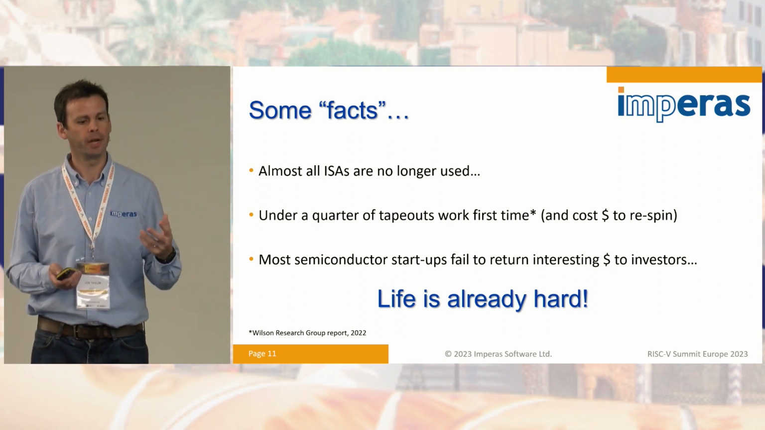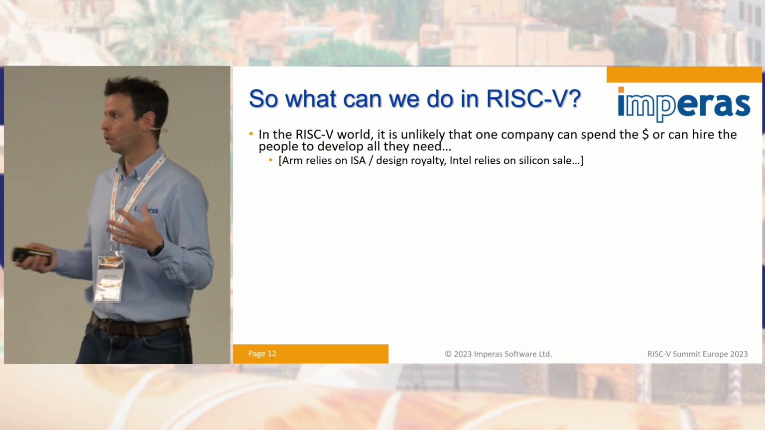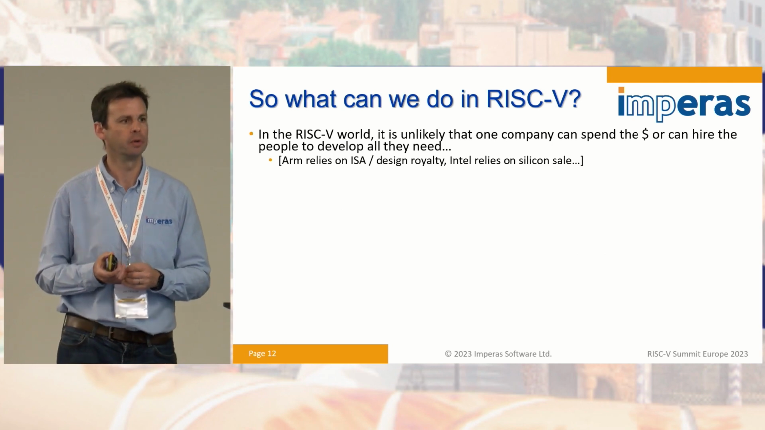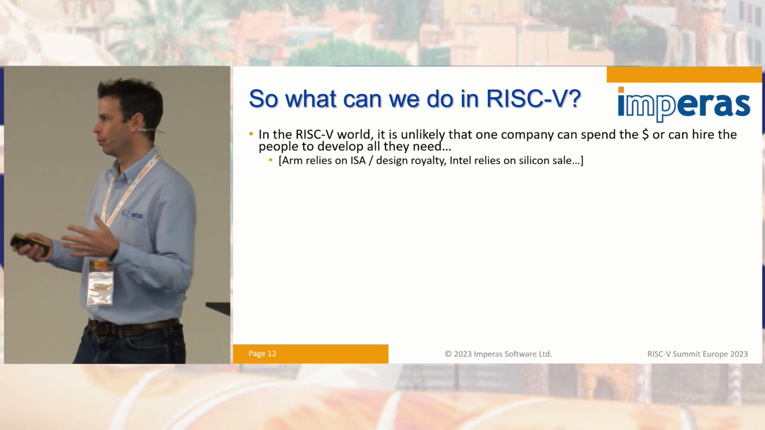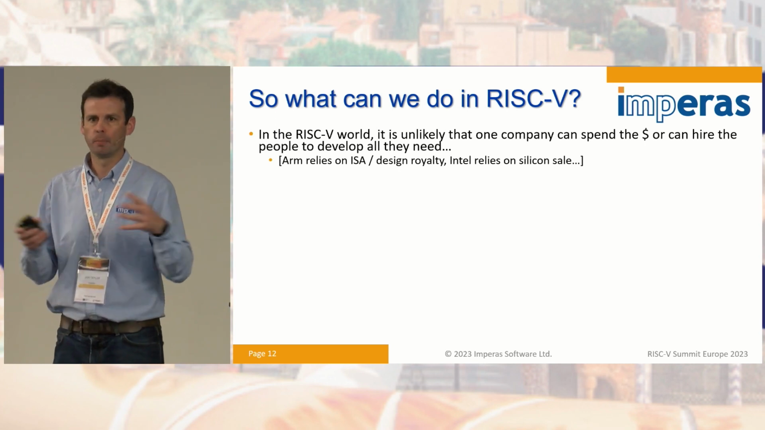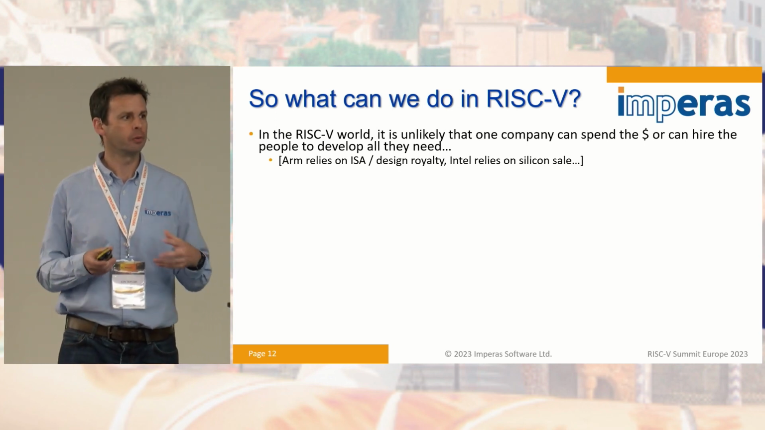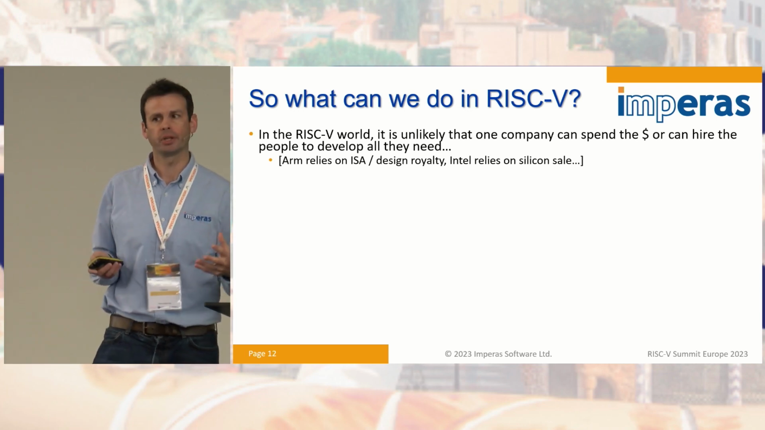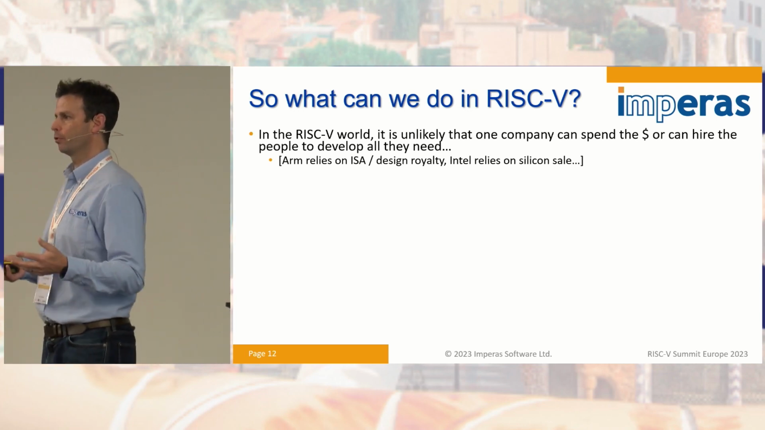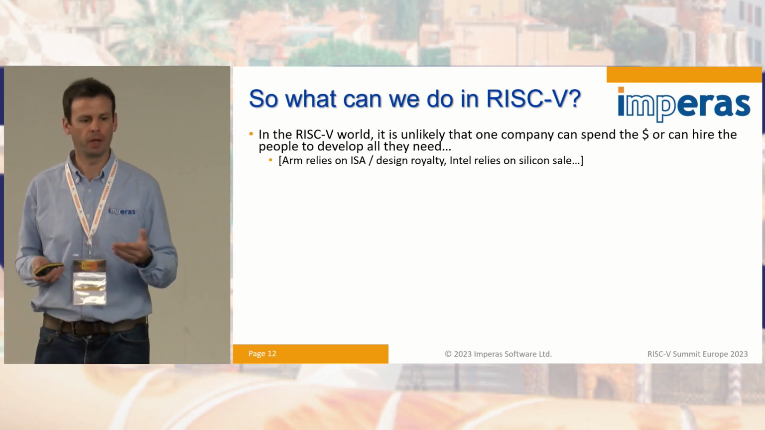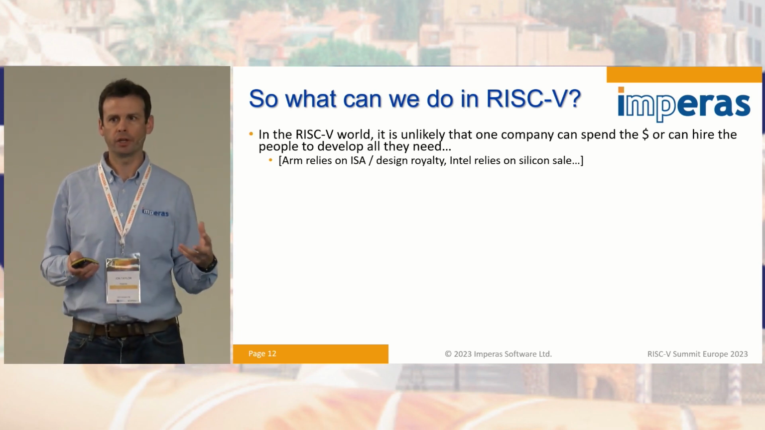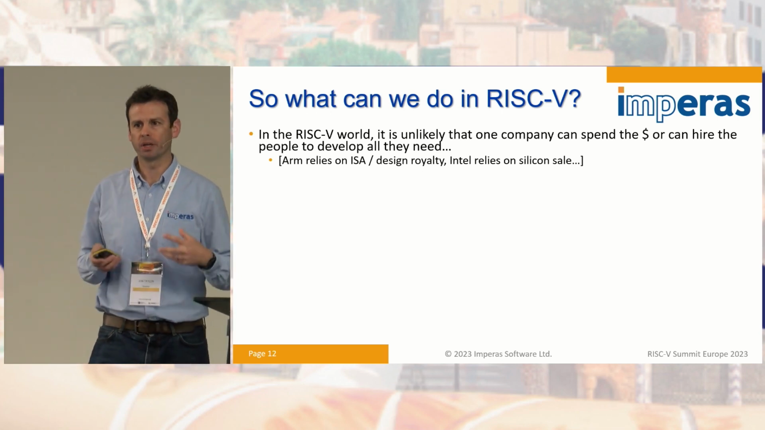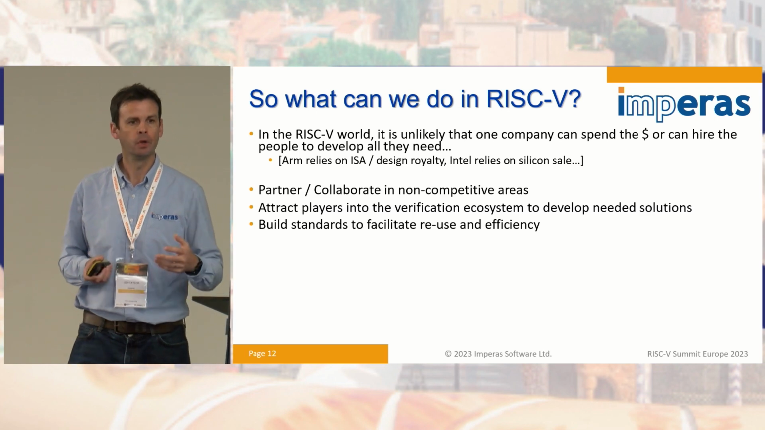So let's think about how we can work together and how we can develop common methodologies and tools and techniques that can make us all successful. We've seen the diversity of the RISC-V ecosystem. There are no monsters in the room, but that means it's going to be really hard for any one player to spend the money or hire the people to develop everything they need. If you look at other business models, ARM have income on the back of their royalties, Intel relies on silicon sales. Within RISC-V, we're going to have to find other ways of innovating and other ways of being efficient to be successful. So why not partner?